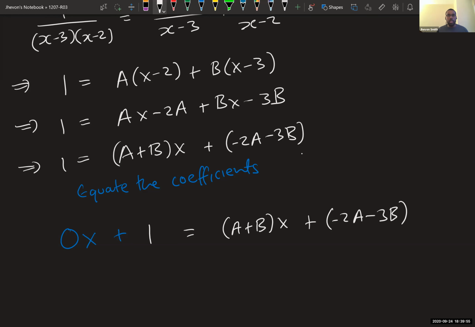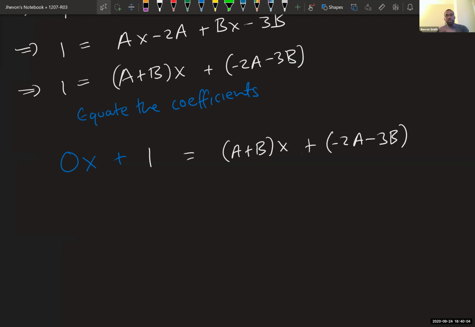Now, in order for this to be a true bona fide equation, the number of each kind of term that I have on both sides must be the same. They must balance out, which means the number of x's I have on the right must be equal to the number of x's that I have on the left. This tells me that my a plus b must be equal to 0. So I have that. This also tells me that the constant terms on the left must be equal to the constant terms on the right. So this part here must be equal to 1.